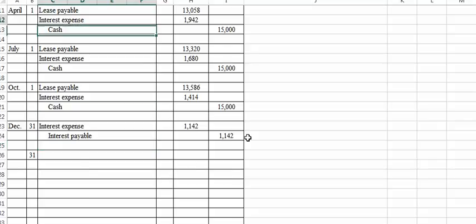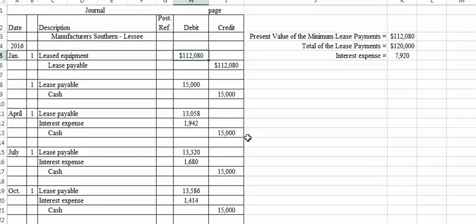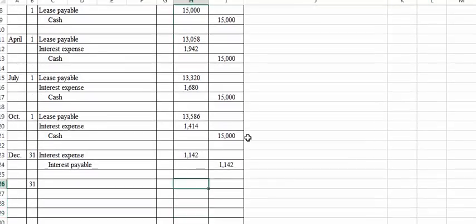Also, remember, the lessee here is treating this as a purchase because that's essentially what it is. So they're also going to depreciate the leased equipment. They're using it over a 2-year period, so they'll depreciate it over 2 years. That's $112,080. We're going to debit depreciation expense. It says they use a straight line method, so we'll say $112,080 divided by the useful life, which is 2 years for this business. So our depreciation expense will be $56,040.